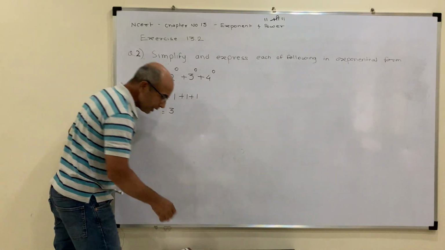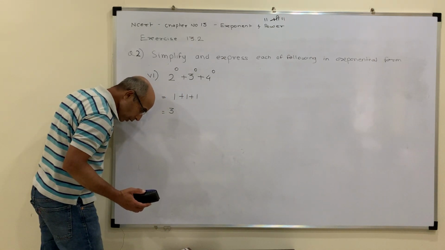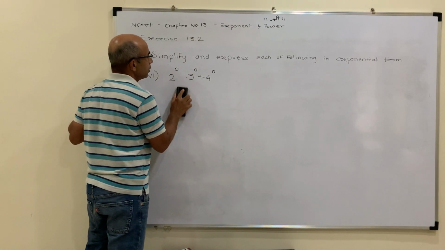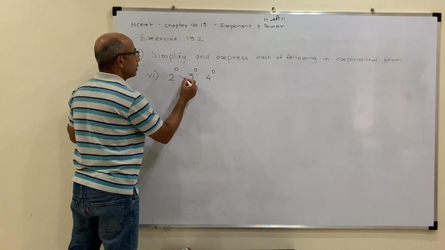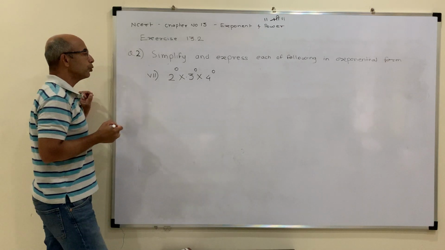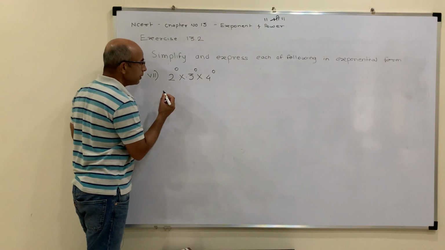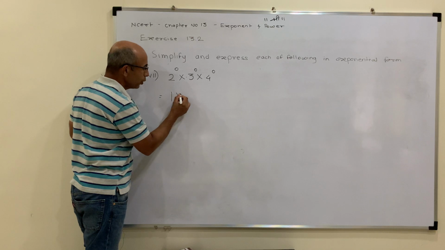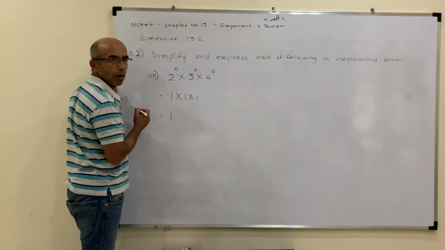Now let's move on to the seventh one. 2 raised to 0 into 3 raised to 0 into 4 raised to 0. So now here anything raised to 0 is 1. So 1 into 1 into 1 comes out to be 1.